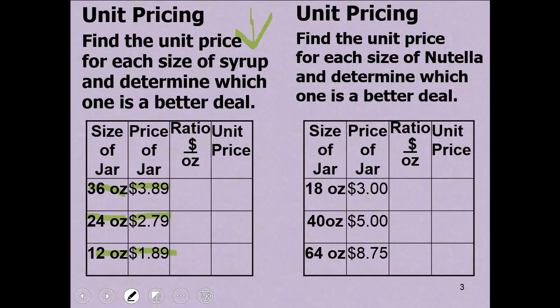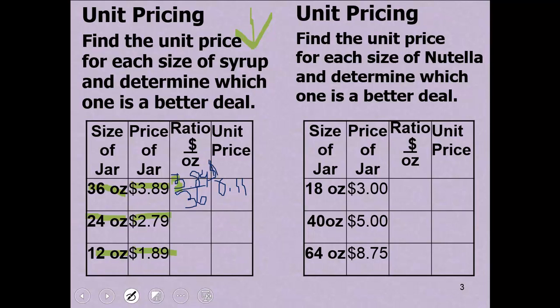My dollar amount for the first one is $3.89, and then the number of units I get for that is 36. And when I do that on a calculator, I get about 11 cents. $0.11, that's 11 cents. All right.